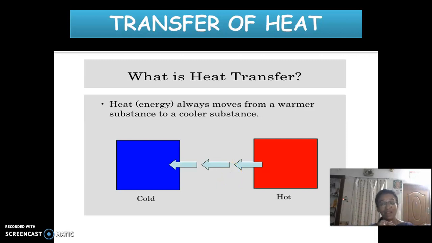It is the same as in the case of air. The air moves from a high pressure area to a low pressure area, where the air is too much, to where there is no air. So the air from that higher area moves towards where there is no air. So the same here, the heat moves from a hot body to a cold body.